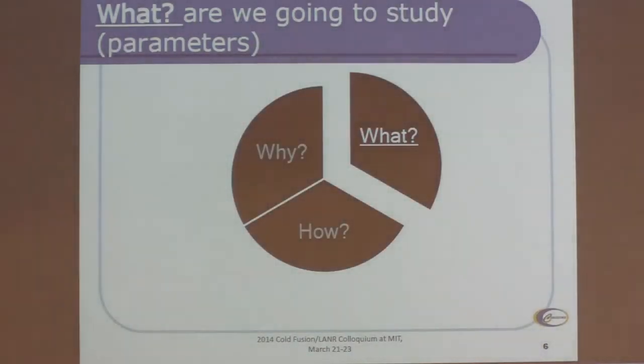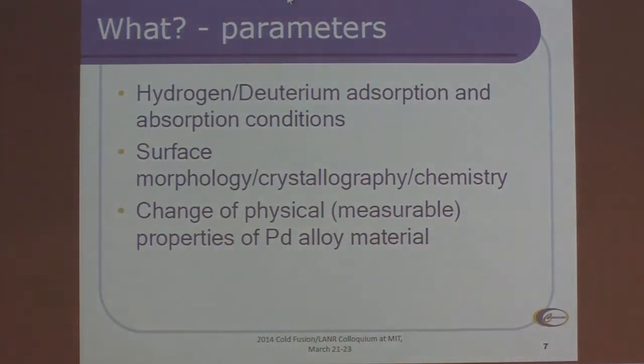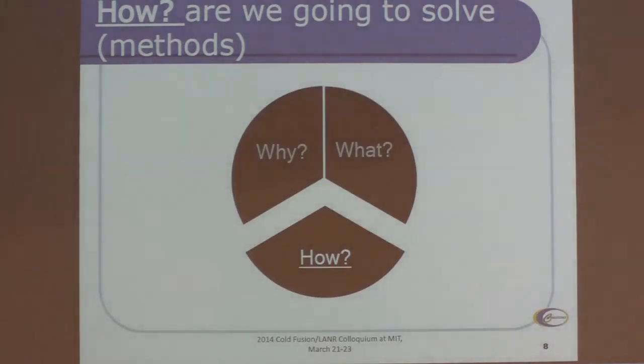So what do we study? We can study multiple things. But for example, hydrogen and deuterium adsorption and absorption conditions, because we know the material needs to be loaded. We can study the surface morphology, crystallography, and chemistry, the reactions that are happening on the surface. We can monitor the change of the physical, well, measurable properties of materials, palladium and nickel alloys, for example, and I'm talking about magnetism and electrical conductivity. So how do we do this?